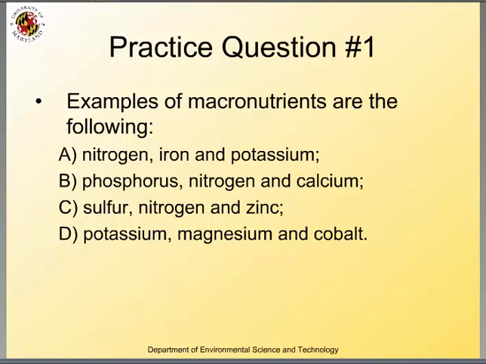Could D be right? Cobalt's not a macronutrient. Cobalt's micro. C can't be right because zinc is a micro. Okay, so the only one possible here is B. Phosphorus, nitrogen, and calcium are all macronutrients.